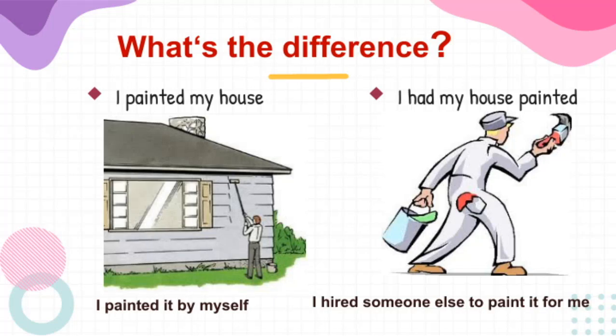So here we have 4 different ways of saying essentially the same thing, but each one carries a slightly different nuance. First, I hired someone else to paint it for me. This implies that I contracted a professional or a third party to do the job, so I delegated the task. It highlights the act of outsourcing.